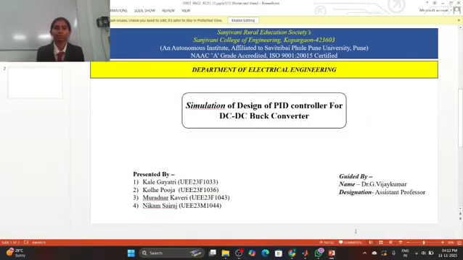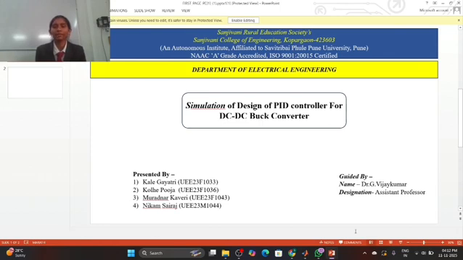Hello sir, I am Kaveri Muratan from the Department of Electrical Engineering. My teammates are Kai Gayatri, Kolhi Puja and Nikam Sairaj. We are going to present our CI activity, simulation and design of a PID controller for a DC to DC buck converter.